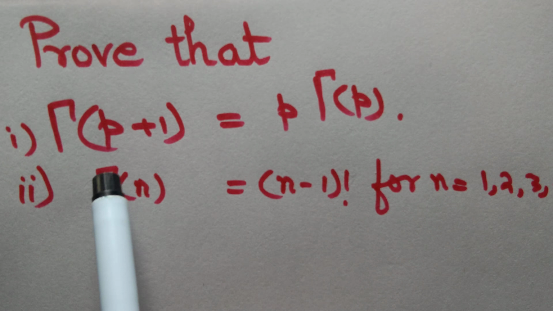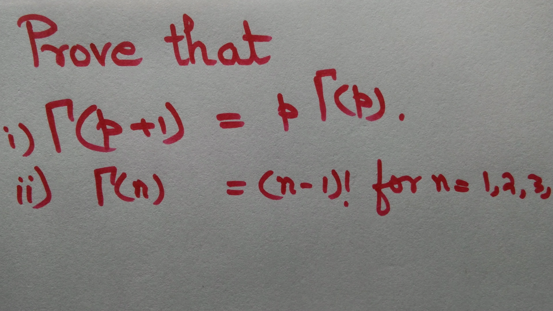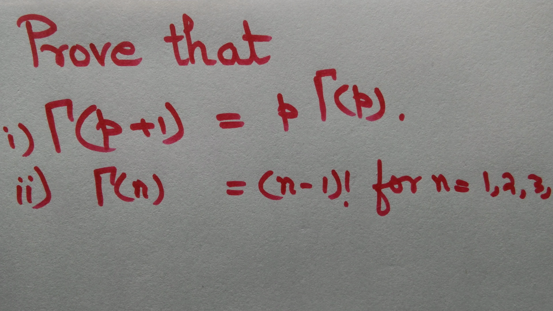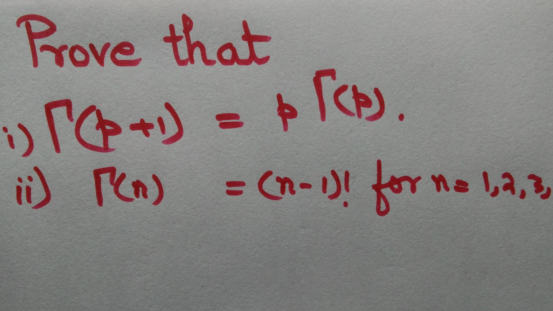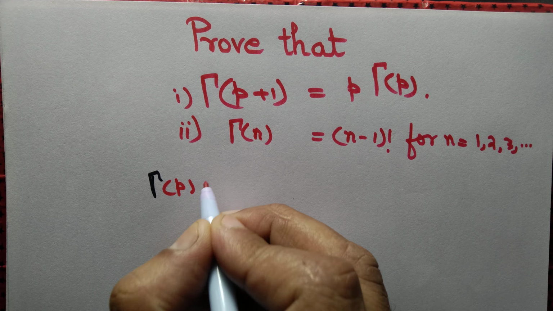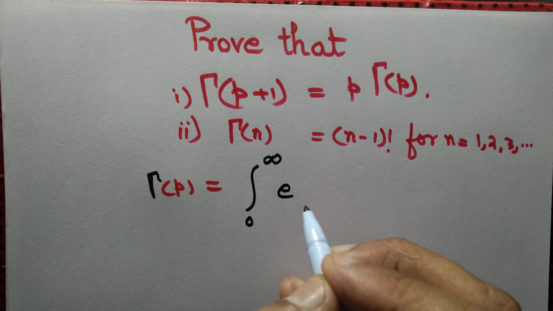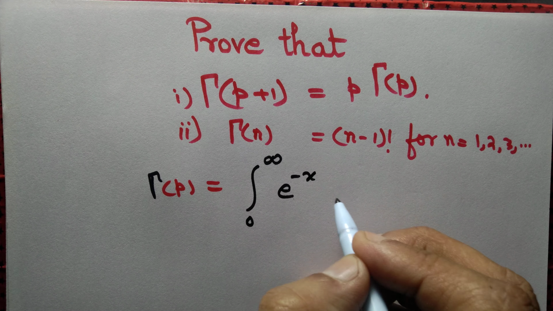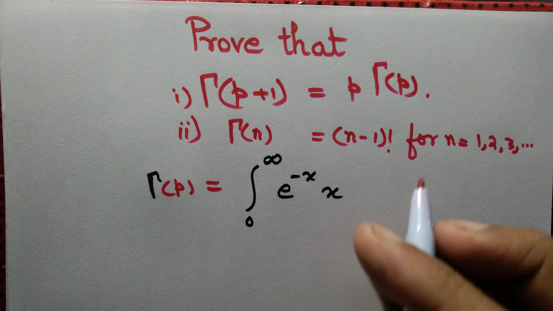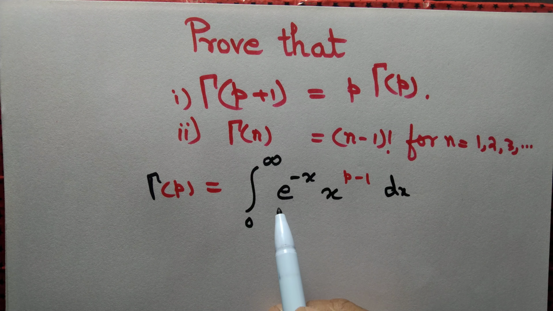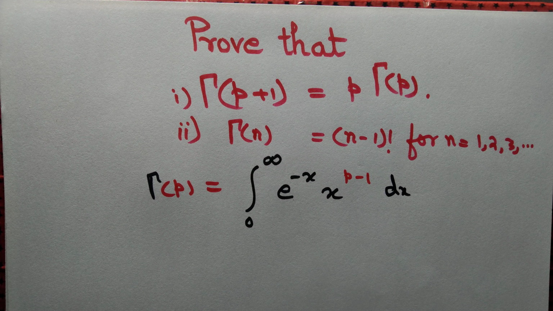Just prove that Gamma(p+1) equals p times Gamma(p), and then Gamma(n) equals (n-1) factorial, where n is a positive integer, that is 1, 2, 3, 4, and so on. So we start by the definition of Gamma(p). Gamma(p) is defined by the integral from 0 to infinity of e to the power minus x, x to the power p minus 1 dx.